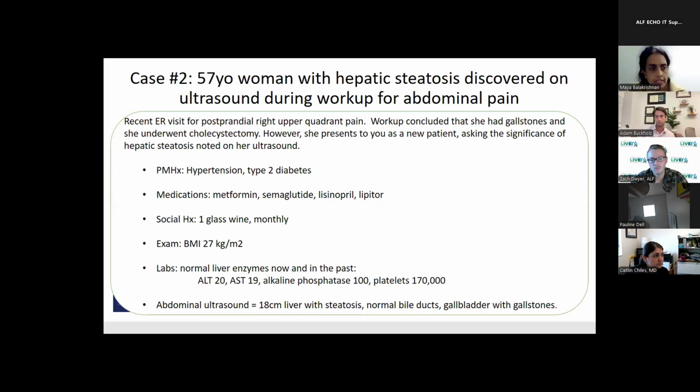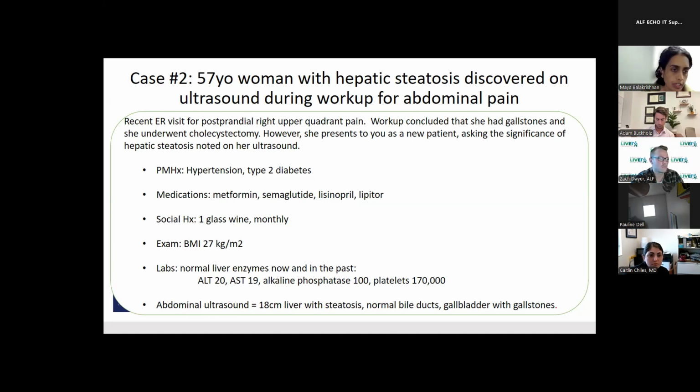So let's move on to case number 2. This is a 57-year-old woman with hepatic steatosis discovered on ultrasound. She recently went to the ER for postprandial right upper quadrant pain. While there, she had an ultrasound done and a workup done. It concluded that she had gallstones. She was eventually sent for a cholecystectomy. But now she's here in your primary care doctor's office, and she's asking you, what's the significance of the hepatic steatosis they saw on her ultrasound from that ER visit?